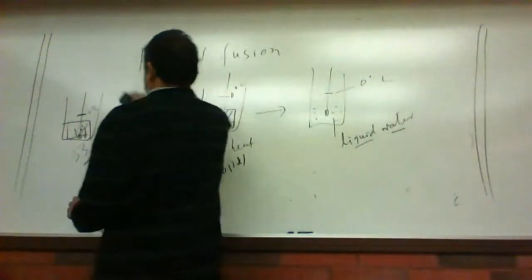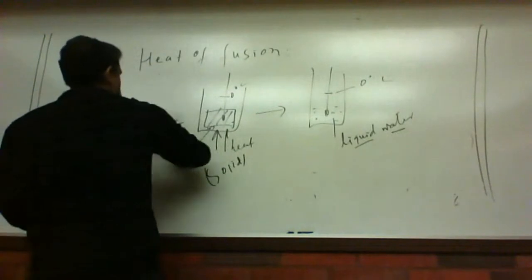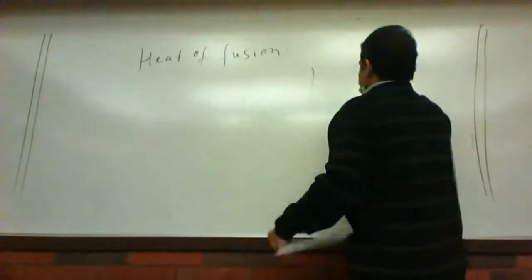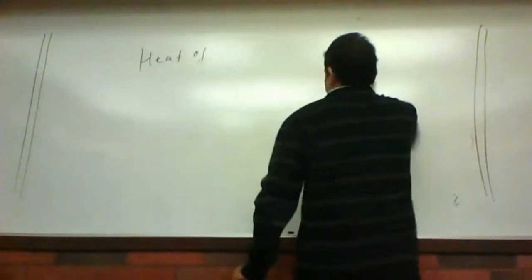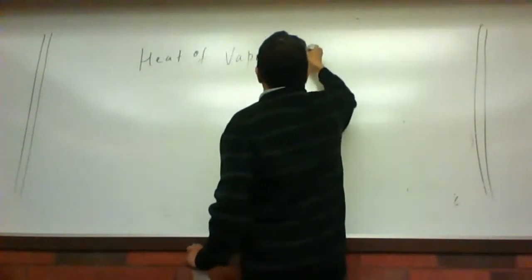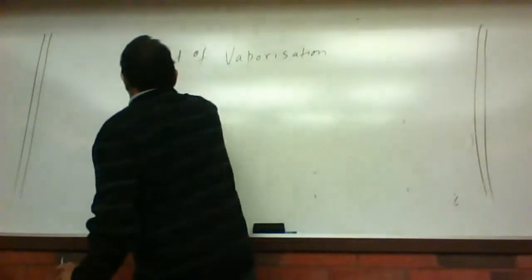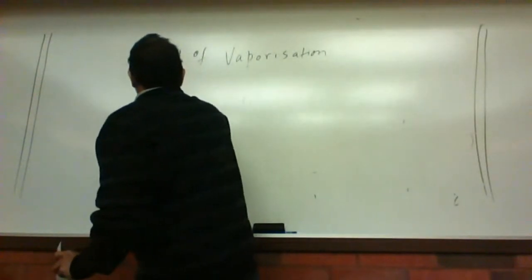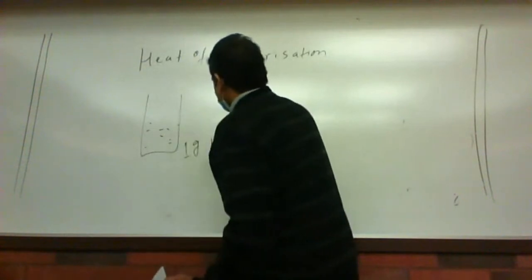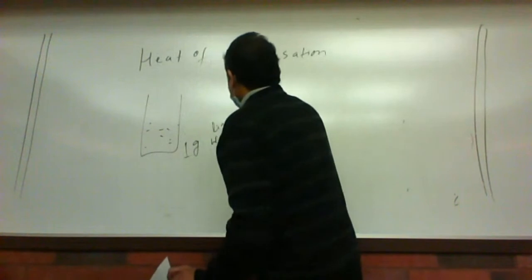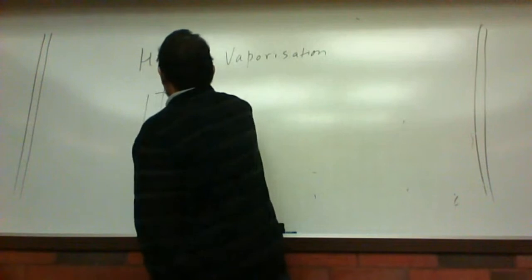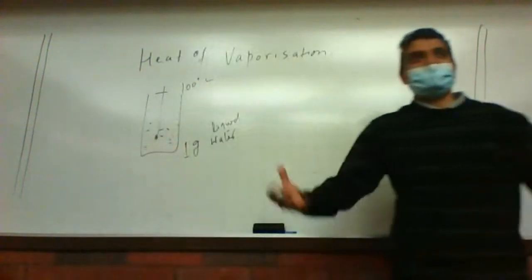Now, another term is heat of vaporization. Heat of vaporization means that here we take 1 gram of water at boiling point, 1 gram of liquid water. What is the temperature of this water? 100 degrees centigrade. So boiling point. The water is boiling there.